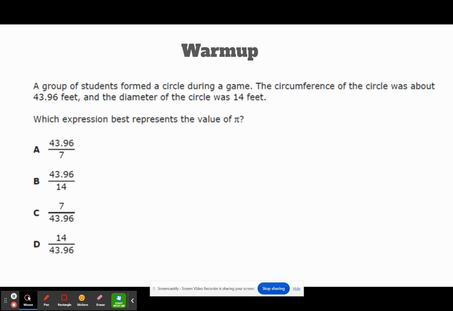All right, so this one, it's easier than I expected because all you have to do is figure out which one equals 3.14. But you guys should know from yesterday that in order to get pi, you need to do the circumference divided by the diameter. So just from reading the problem, I know I have to do 43.96 divided by 14. Circumference divided by diameter. But again, if you just look at the choices, you can divide them all and see which one equals 3.14. So that is B.